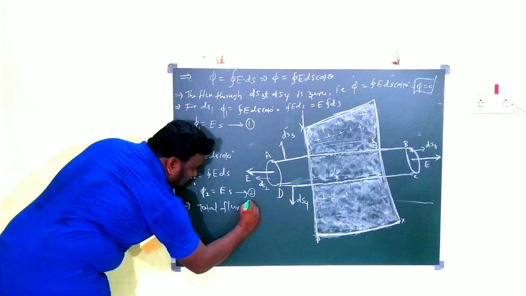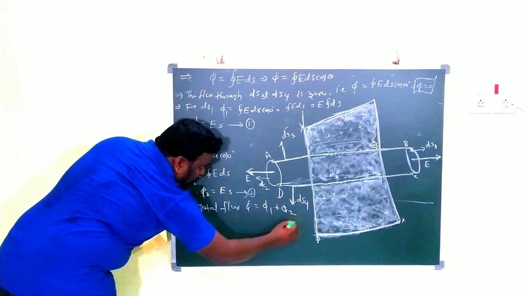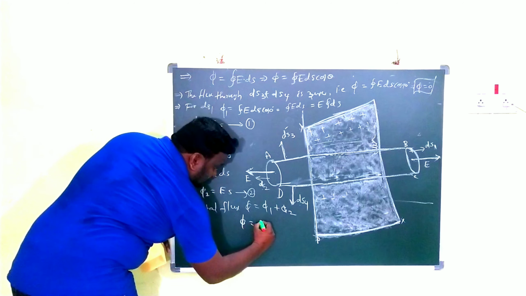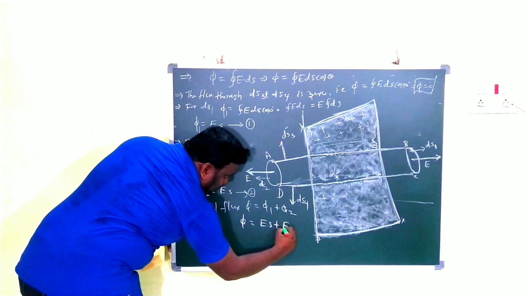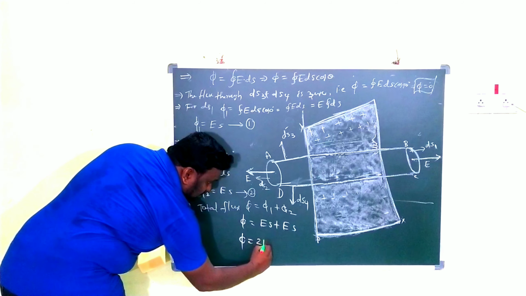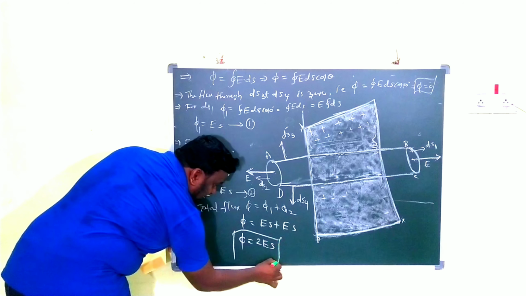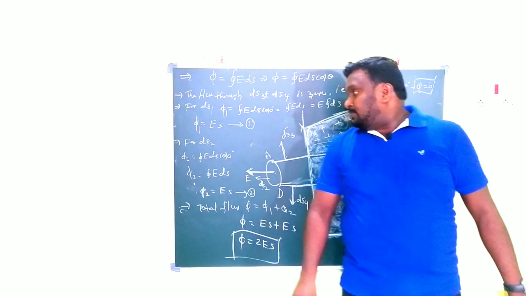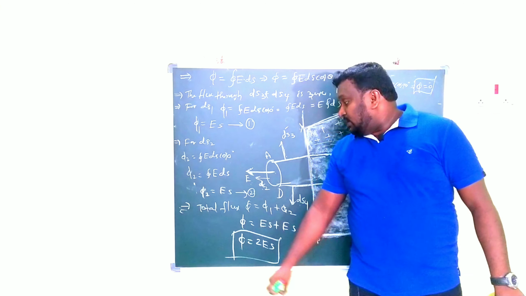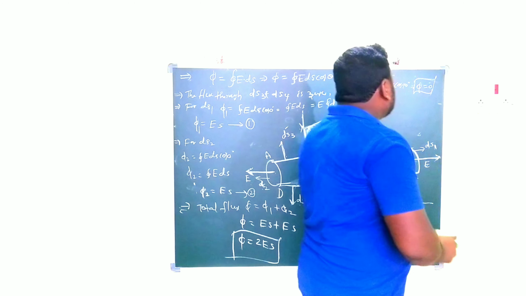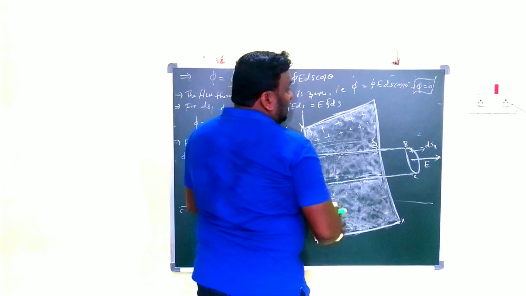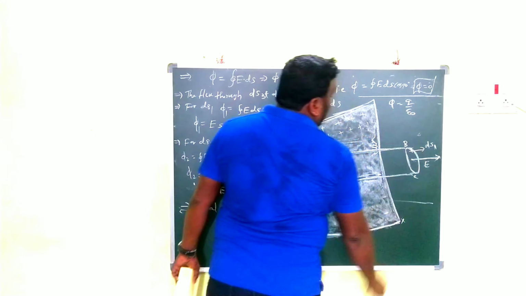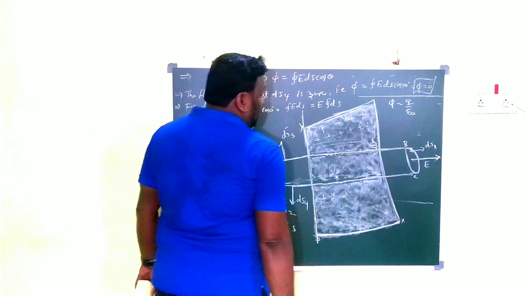After that, now we have to write the total flux. That means phi is equal to phi 1 plus phi 2. Phi 1 value is ES and phi 2 value is also ES. Then we get phi is equal to 2ES. So this is the total flux, the total flux of the infinite plane sheet. Here phi is the flux. But according to Gauss law, what do we know? Phi is equal to Q by epsilon naught.